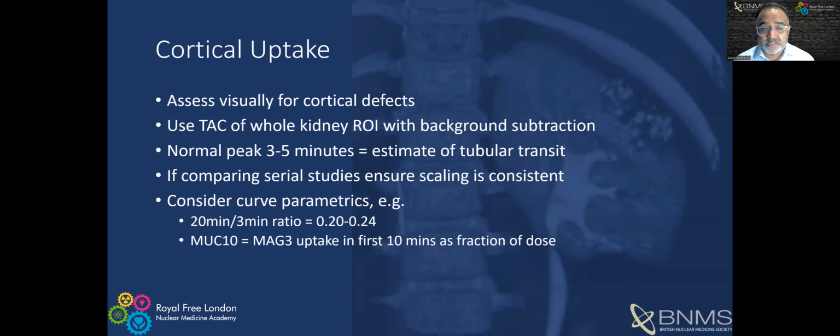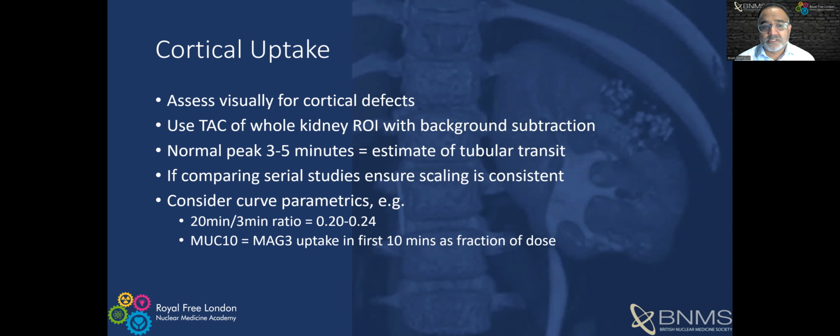The second phase is the cortical uptake phase, and you should assess the kidney visually for cortical defects. Use the time activity curve of the whole kidney region of interest with background subtraction, and you should have a normal peak between 3 to 5 minutes, which tells you that you've got normal tubular transit. If you're comparing serial studies, one tip I would recommend is to make sure that the scaling of your time activity curves on the y-axis is consistent.